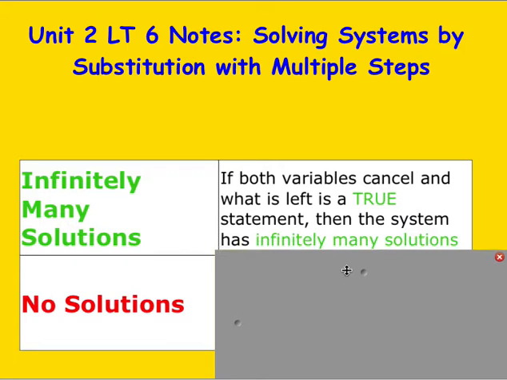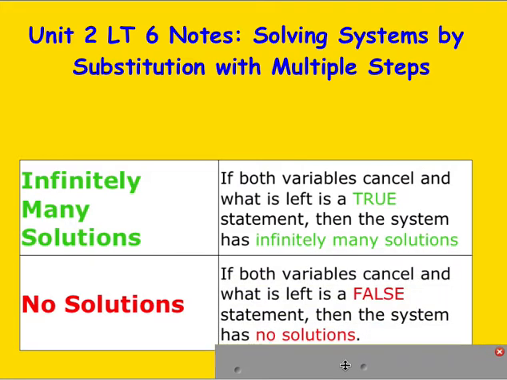If both variables are going to cancel out and what's left over is a true statement, then the system has infinitely many solutions. So let's say both your letters end up canceling out when you're going through the algebra and you have something like 6 is equal to 6 or 2 is equal to 2. If what's left over is a true statement, then you have infinitely many solutions.